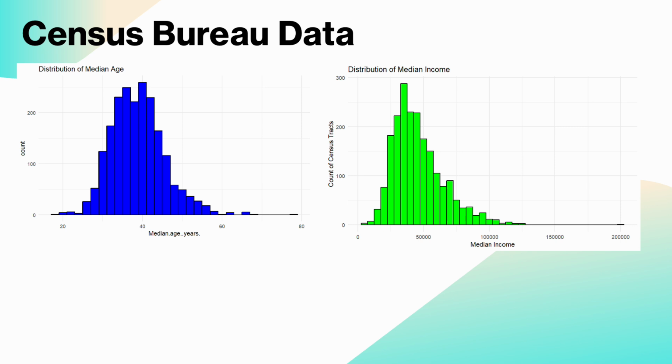So we're going to get moving to some distributions for the census data. You can see here median age is pretty evenly distributed with a bit of a skew, with a few outliers there. Same with median income. We do have one outlier way down at the 200,000 mark.